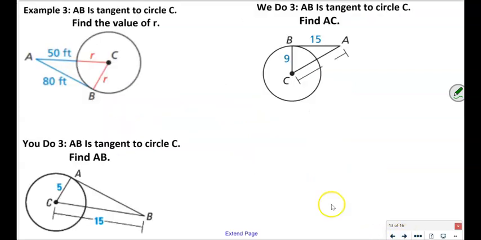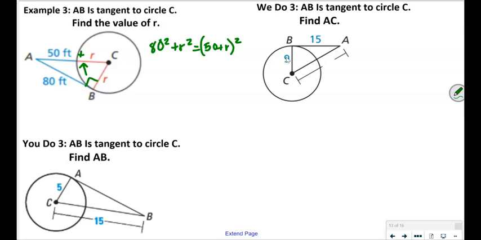All right, so this next one, example 3, says AB is tangent to circle C, find the value of R. So now it's telling us it is tangent. So what we're going to do is draw that right angle there. Again, this is going to be our C, right? Actually, you know what? Let's just do a squared plus b squared equals c squared like we've been doing. So we're going to do 80 squared plus R squared. And now we've got to add those two pieces together, right? So isn't that going to be 50 plus R, squared?